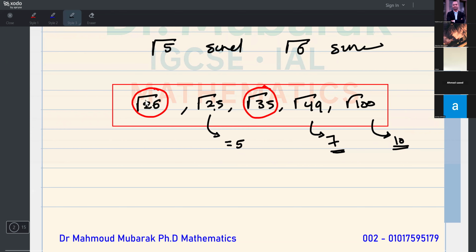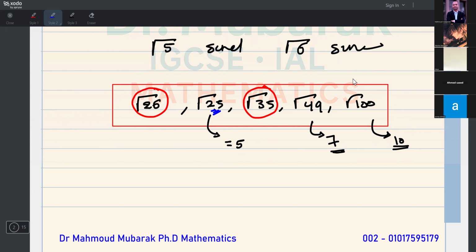Okay, my question again, Maya. You can answer my question. Is 25 a square number or not a square number? Maya, can you hear me? Yeah, I can hear. Is 25 a square number or not? It is. It is squared.